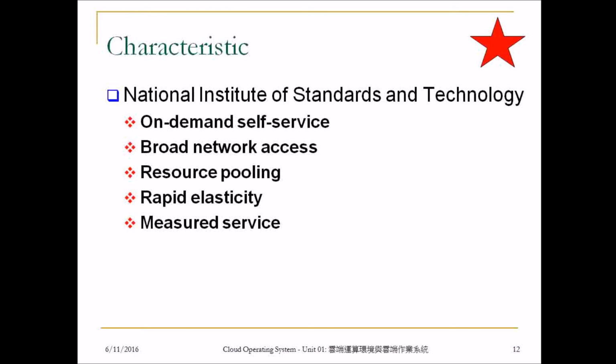Hence, according to the National Institute of Standards and Technology in the United States, the characteristics of cloud computing are on-demand self-service, broad network access, resource pooling, rapid elasticity, and measured service.